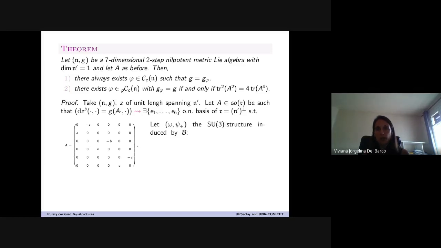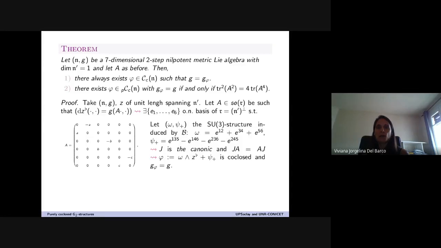So what we're going to do is pick the SU(3) structure induced by these spaces. That means that omega is going to be the standard one and psi plus is going to be the standard one. And so J is going to be the standard one, that means that J, instead of a, b and c, has only ones. So that's the J. And it is easily seen that J and I commute. And then I just build phi of the form I had before. So this is coclosed because J and I commute, and since the basis I've taken is orthonormal for the original metric, the metric induced by the coclosed form is actually the original metric.